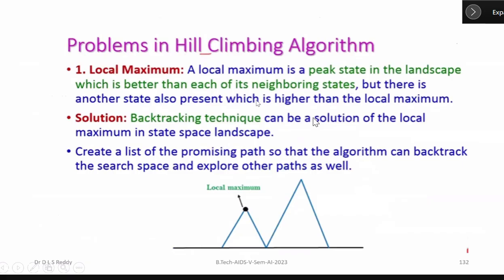But there is another state also present. So what is the solution for this? Backtracking technique can be a solution for the local maxima, but in hill climbing, backtracking is not allowed. So this is the problem that occurs when you consider the hill climbing algorithm.